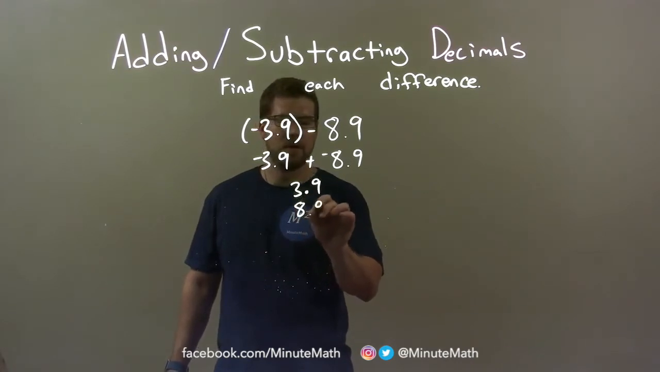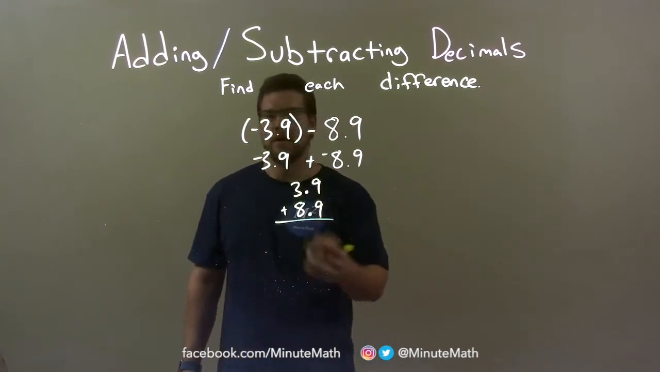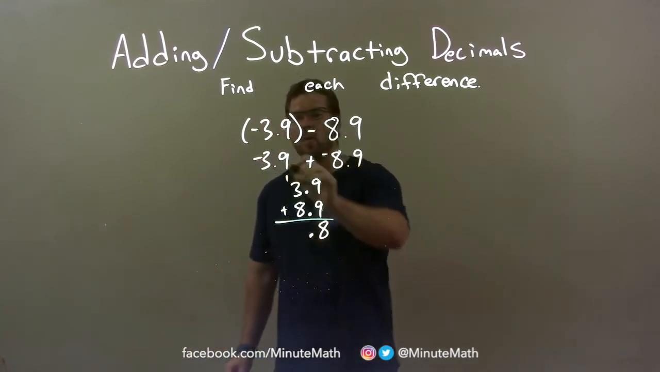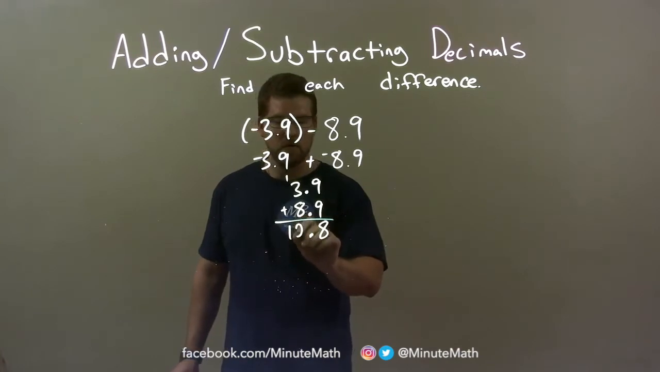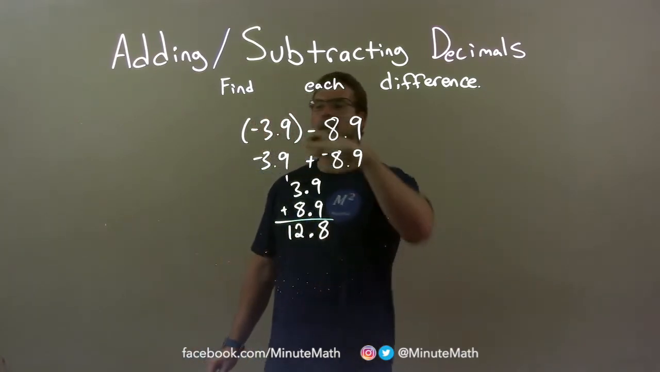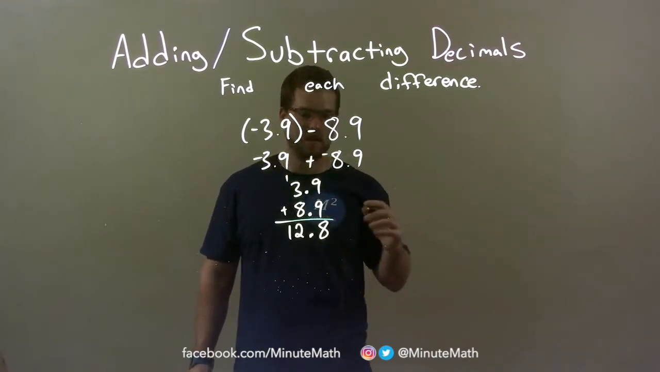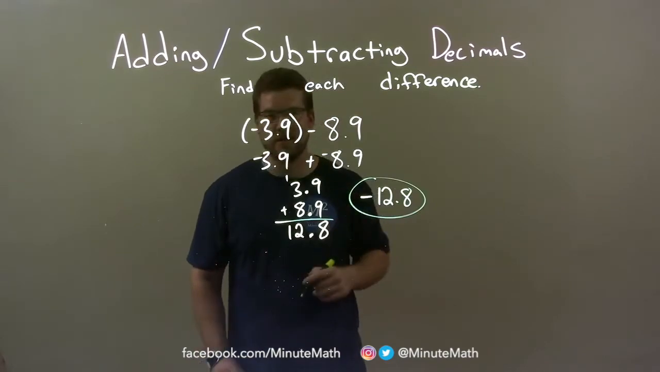3.9 and 8.9. Okay, and let's add them. Now, make sure the decimals are lined up. Okay, that's very important. 9 plus 9, 18. 8, we carry the 1. Decimal place comes down here. 1 plus 3 is 4, plus 8 is 12. So we have 12.8. But we knew the number had to be negative, right? Because we have negative plus a negative is a negative. So we have negative 12.8 here, and that is our final answer.